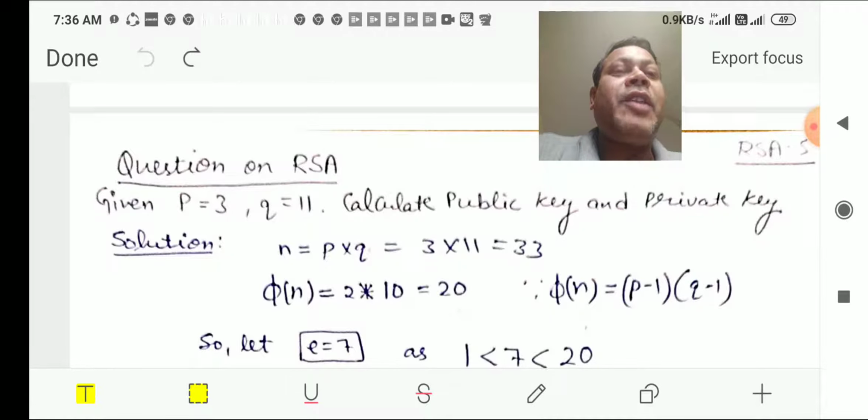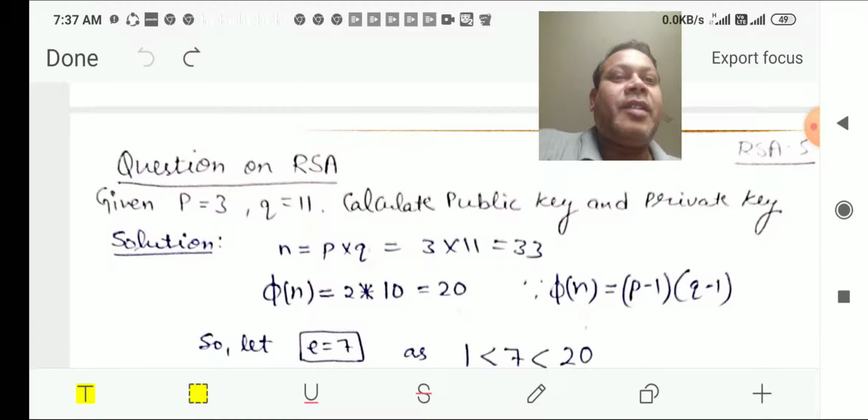So here basically we are going to consider two prime numbers, that is p is equal to 3, q is equal to 11, and then ultimately we are going to find the private key, public key and all this, and ultimately we are going to get the given message.